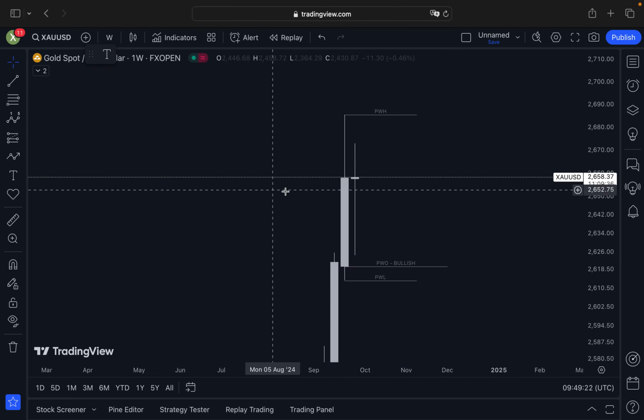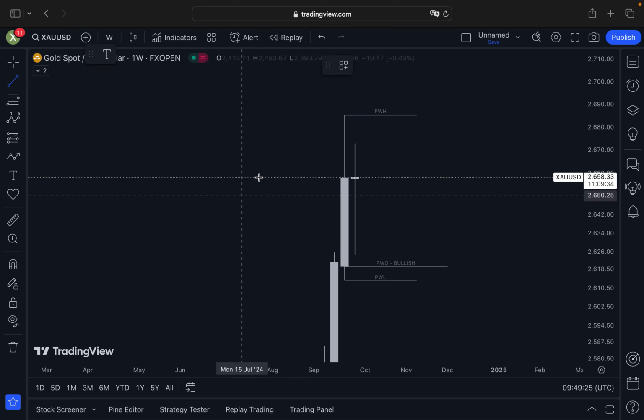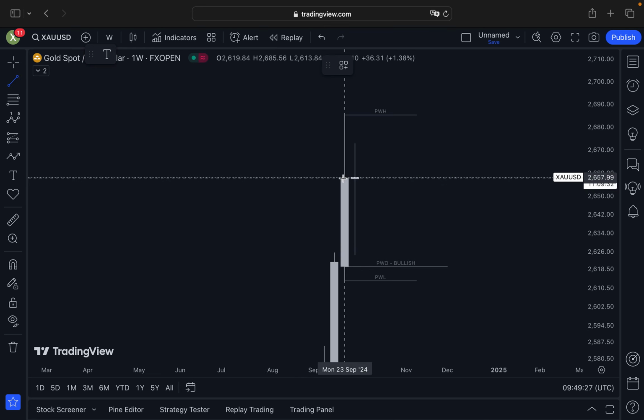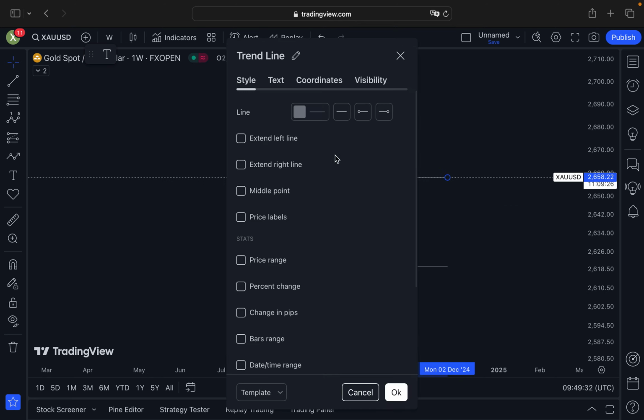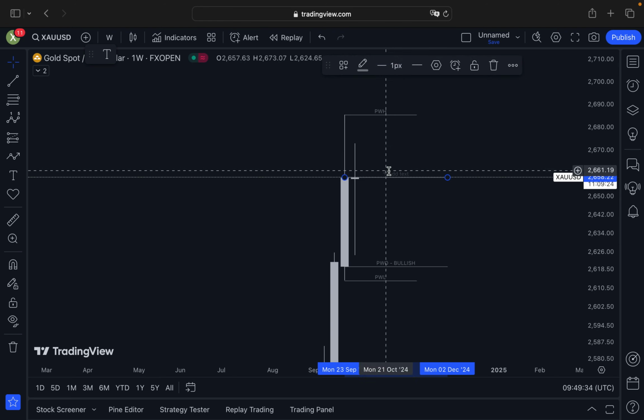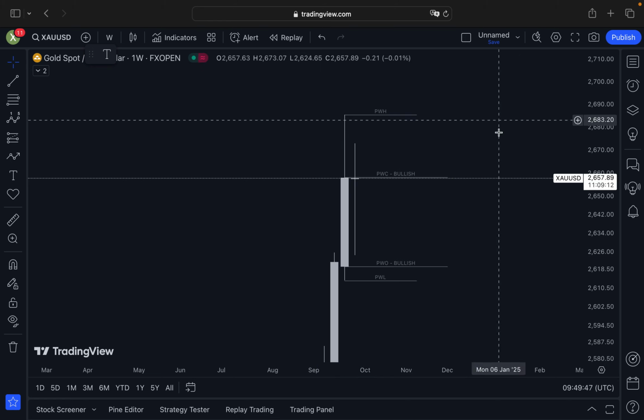And then the previous weekly close, right where price is at. Sorry. So it will be previous weekly close, and this was still bullish. All right, so that's the previous weekly close.